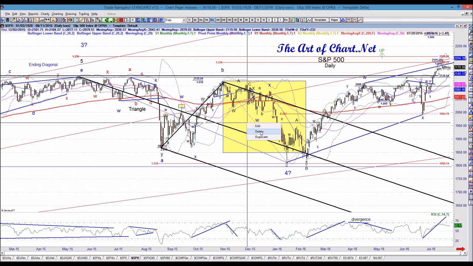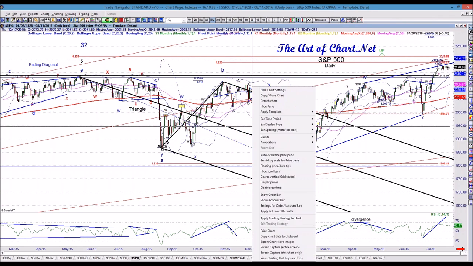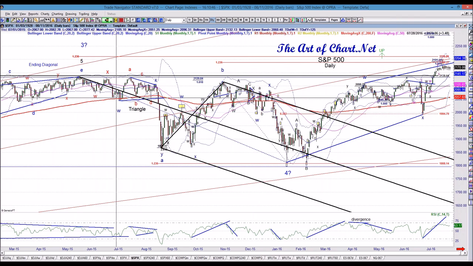And by the way, you can use the box method without using a pitchfork. For example, very often you get symmetrical moves. Symmetry is something that you see in the market. If you really look for it and pay attention, you'll see it.